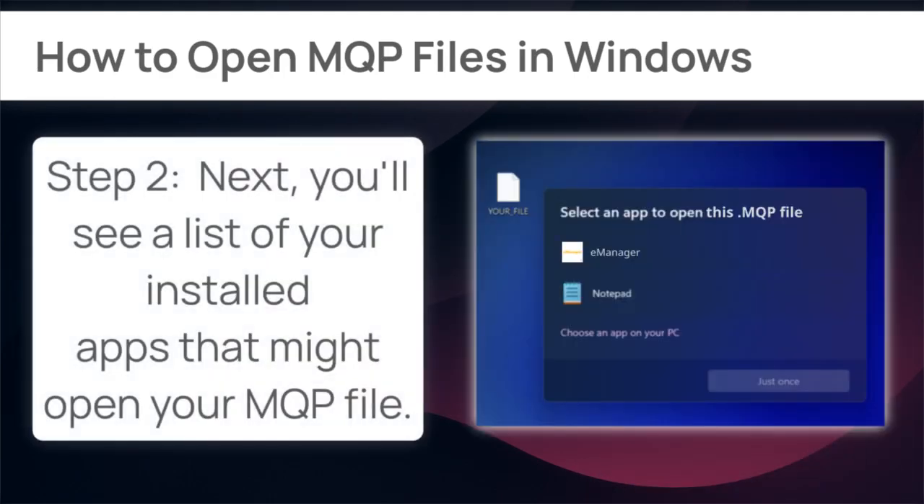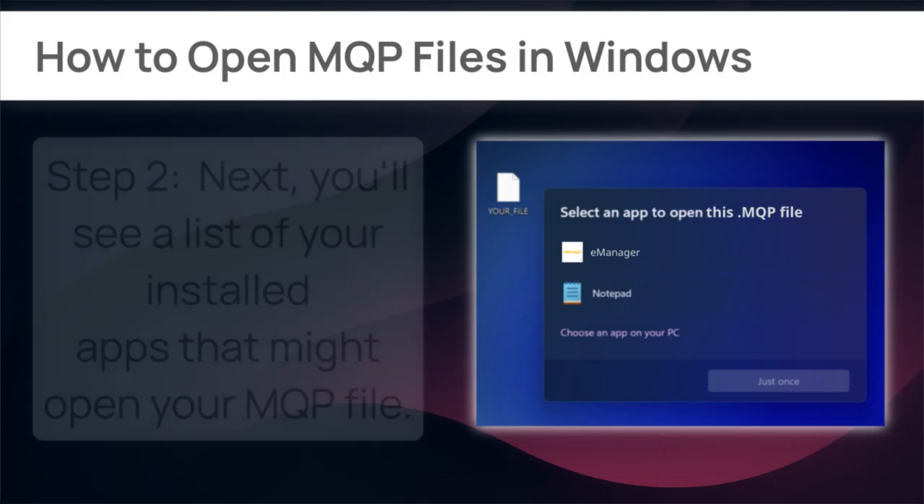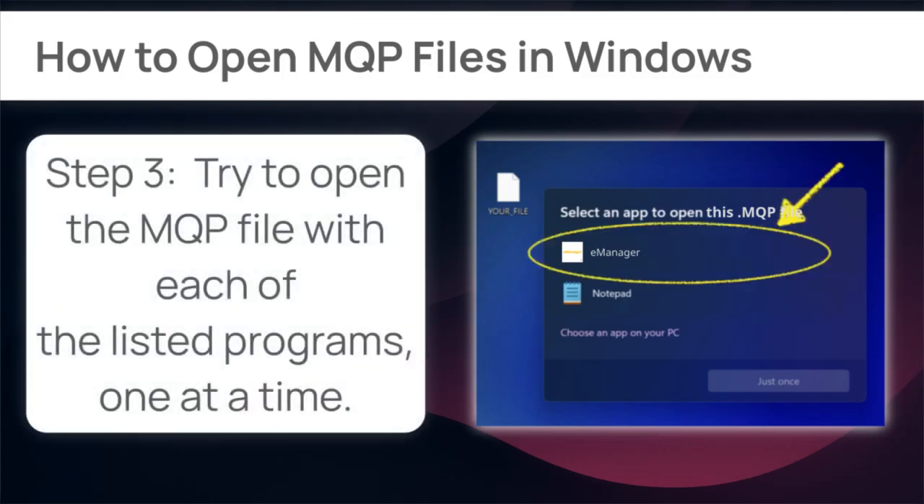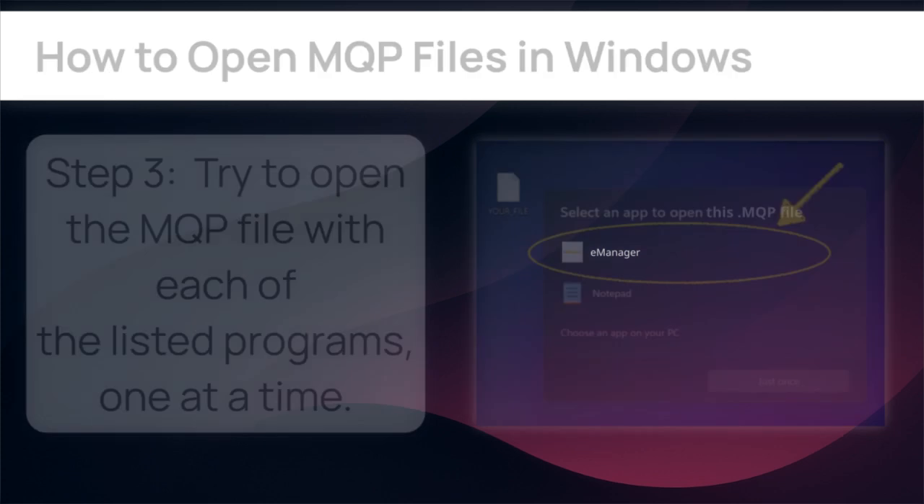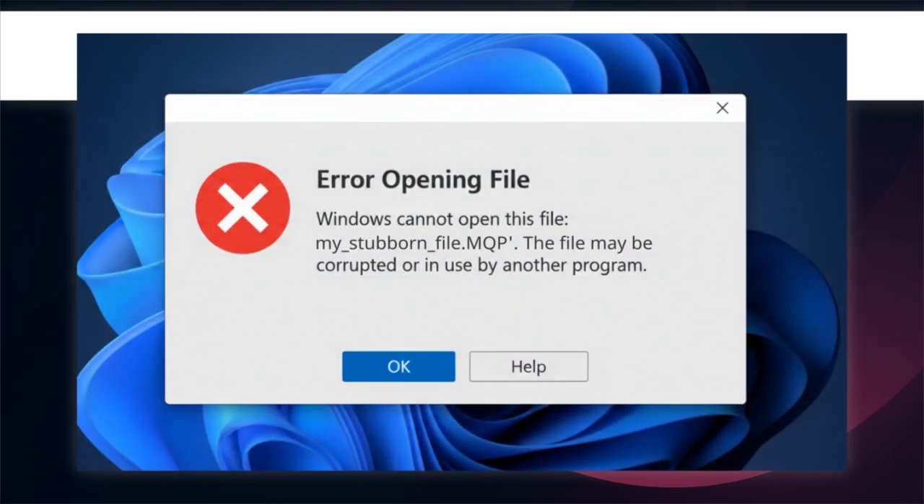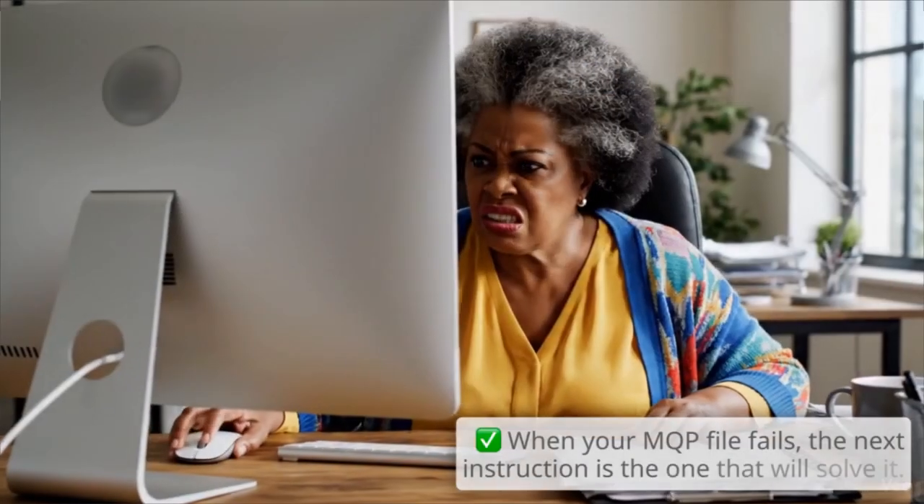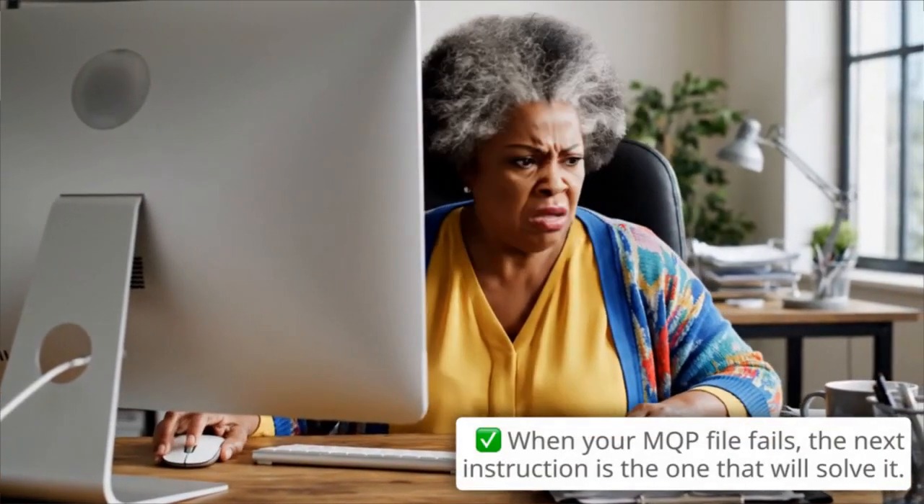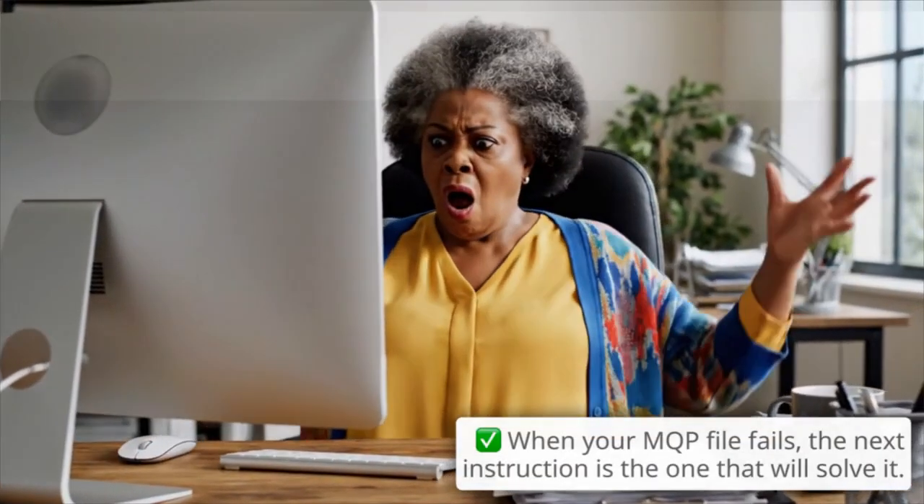Right-click the MQP file and choose Open With. Start with eManager if available. If not, choose another option. Expect a little trial and error. When your MQP file does not open, it is usually a small issue. Since that didn't work, we need a targeted approach. Follow me through these 3 critical actions that will help us isolate the cause.